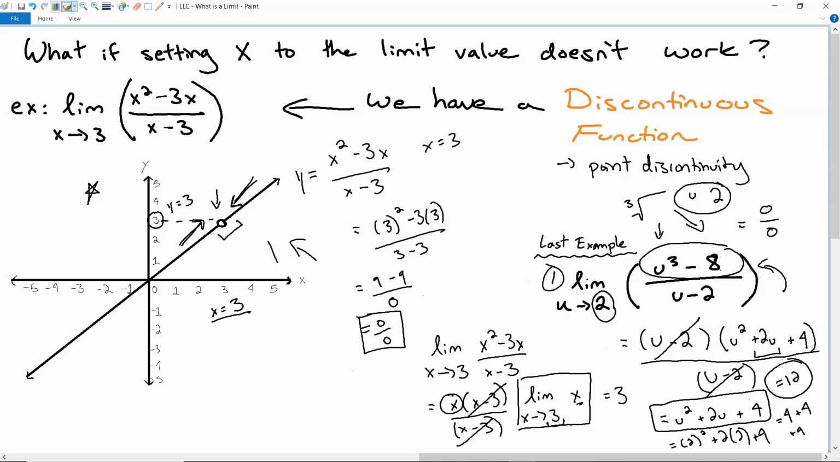So if there's one part of limits that you should really focus on, it's definitely how to solve these kinds of questions where you have an undefined point at the x value that you're approaching, because it's going to take a little bit of practice and a little bit of creativity to think about how to manipulate the equation to get a solvable answer.